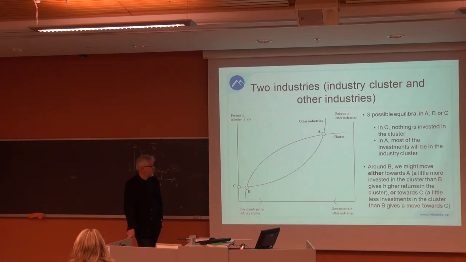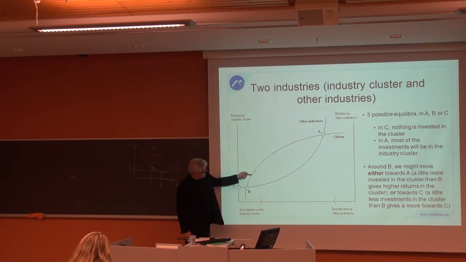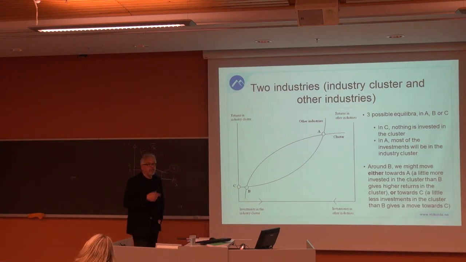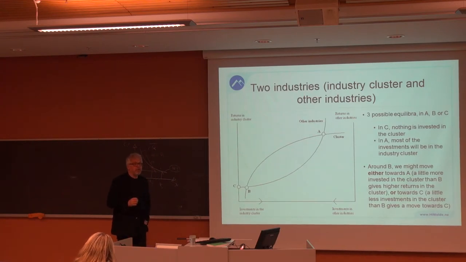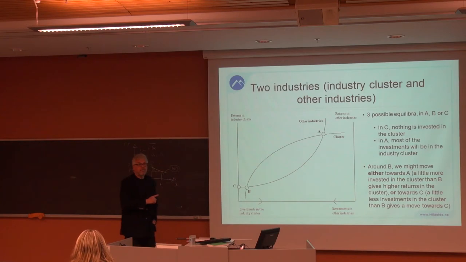But again, if you manage to grow, you see the difference, and that may cause a cumulative self-reinforcing growth pattern to take place. And the idea is that the interaction, the external effects, are then increasing in importance because of the size, and this will grow up to the saturation point, which is A. Do you understand this?